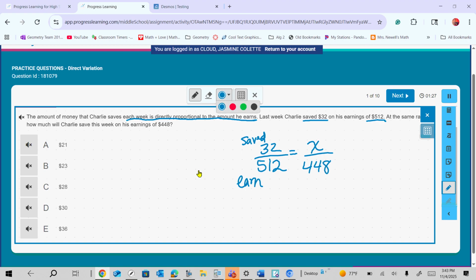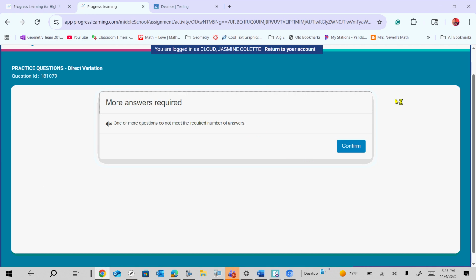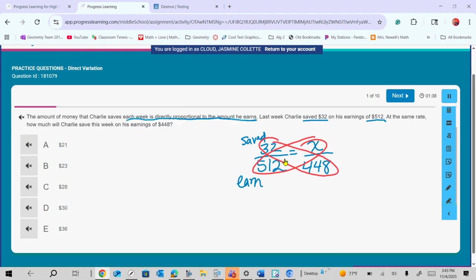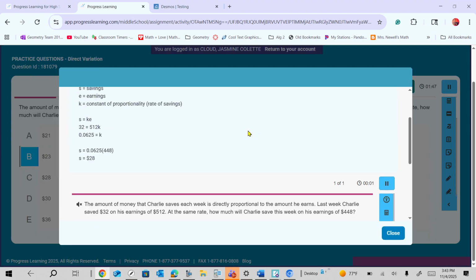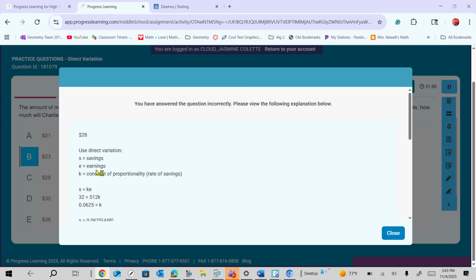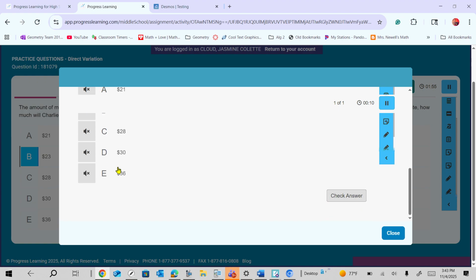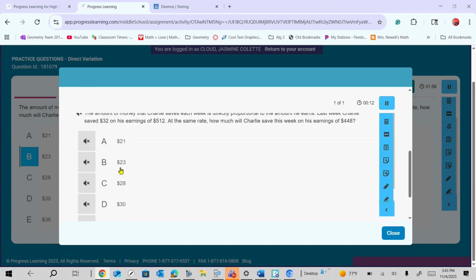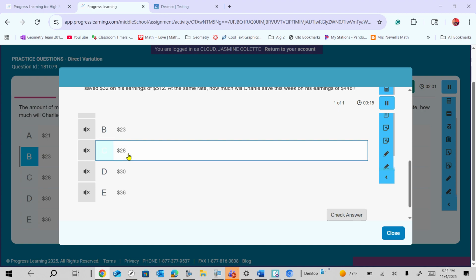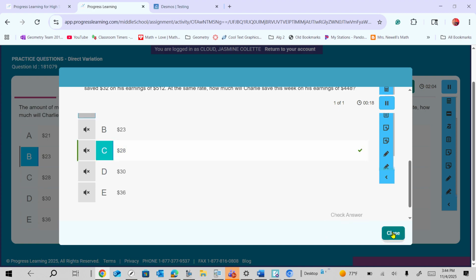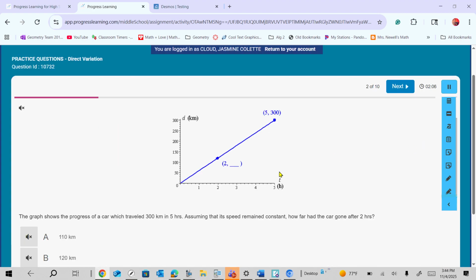So what we can do now is create a proportion so you can cross multiply to solve. I think on this one, because we're doing an assessment, yep, you have to solve it. I'm just gonna do a random one when we go next. Obviously I picked the wrong answer, but it will give you an explanation. So take the time to read what they did to solve it, and then you can re-evaluate, and then close and go to the next one.